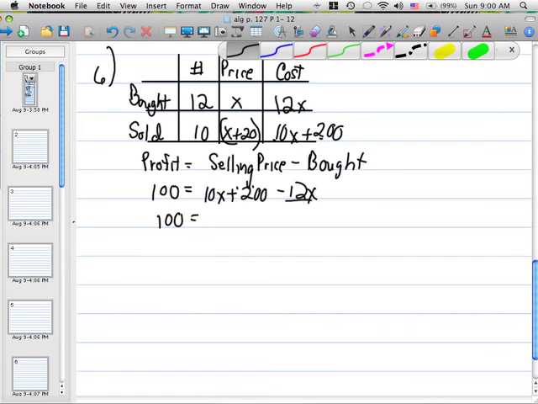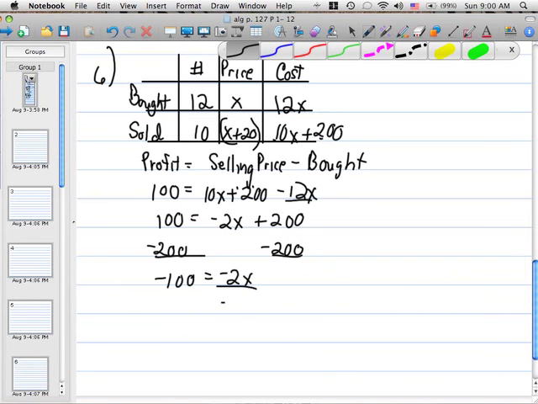Now collecting like terms, you get negative 2X plus 200. The 10X and the negative 12X. Subtract 200 to solve for X. So we get negative 100 equals negative 2X. Divide by negative 2. And we get positive 50 equals X. So that was how much she paid for the apples, and she sold them for 20 cents more. So she sold them for 70 cents.